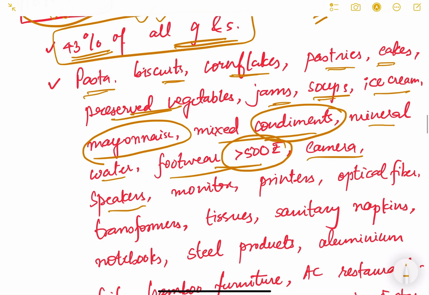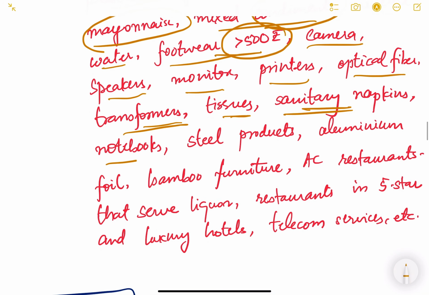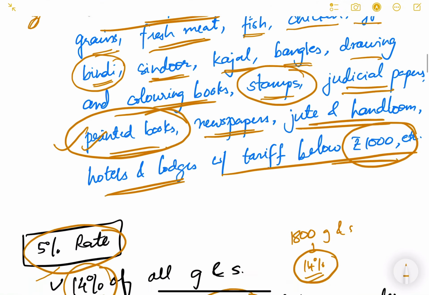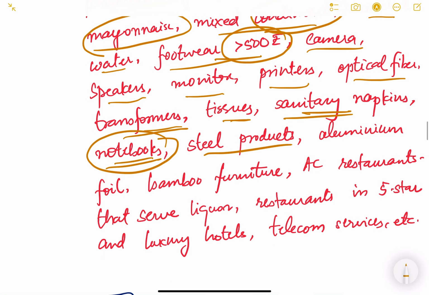Then cameras, speakers, monitors, printers, optical fiber, transformers, tissues, sanitary napkins, notebooks. Printed books were exempted, but notebooks are taxed at a higher rate. We have seen here, printed books were 0%, whereas notebooks are taxed at 18%. Then steel products, aluminium foil, bamboo furniture, AC restaurants that serve liquor.